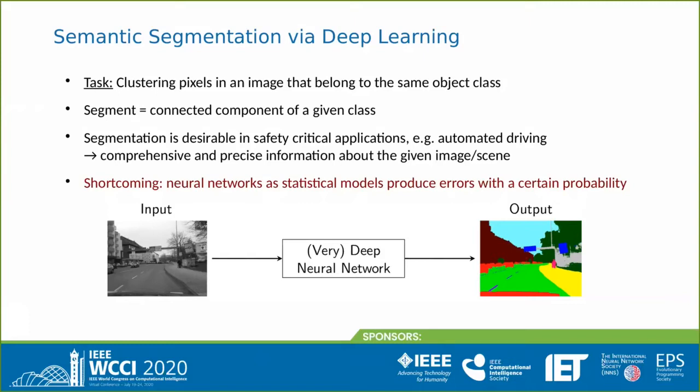For computer-assisted driving, it is crucial to have a comprehensive understanding and perception of the vehicle's surroundings. And in such a safety-critical application, semantic segmentation is a very desirable component. Semantic segmentation is a very high-dimensional problem, and this problem is still far away from being solved. So, with a certain probability, neural networks as statistical models that perform semantic segmentation will produce errors.